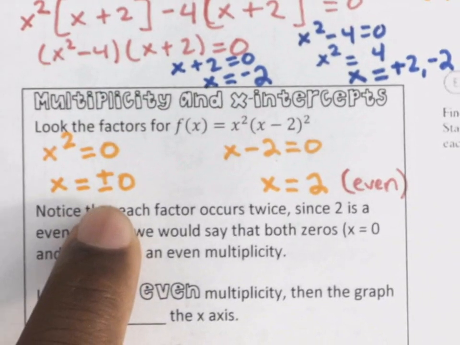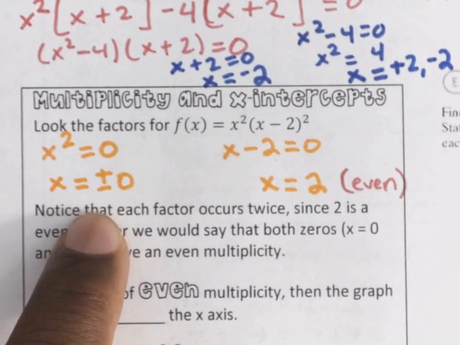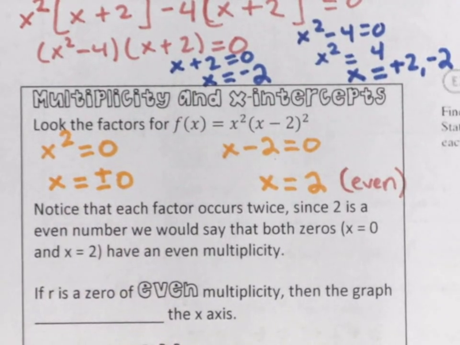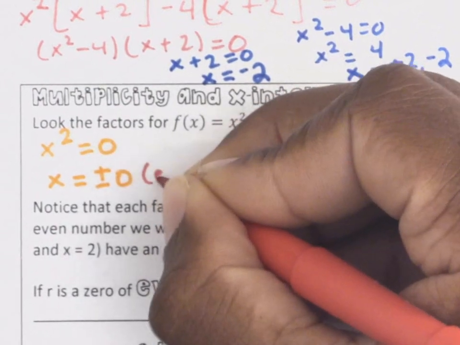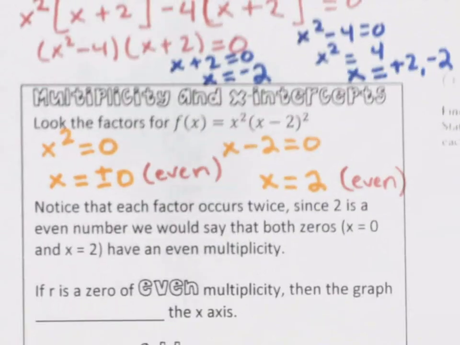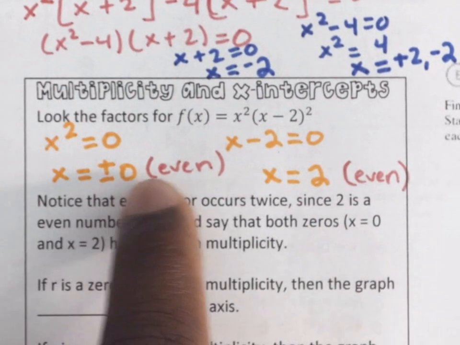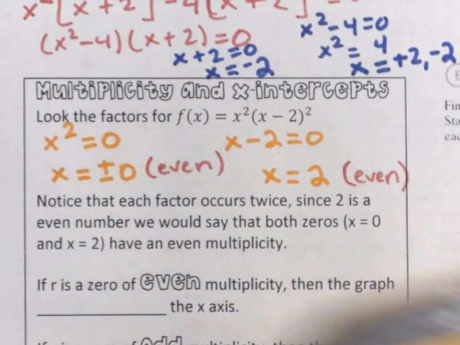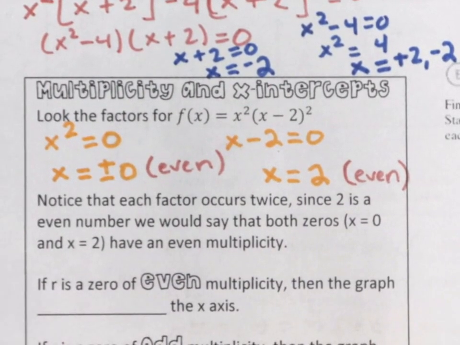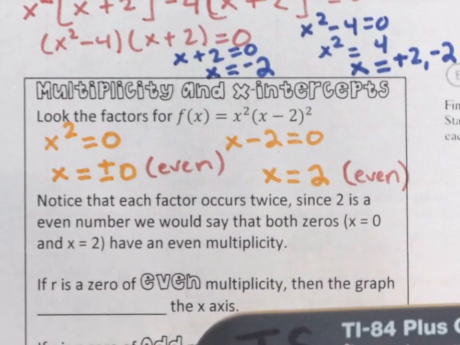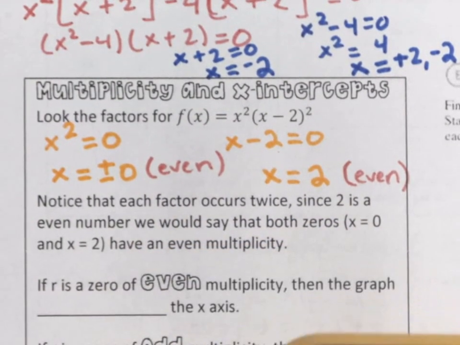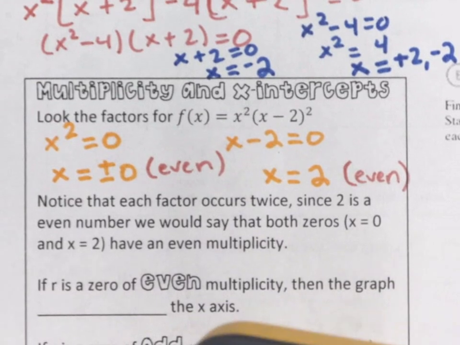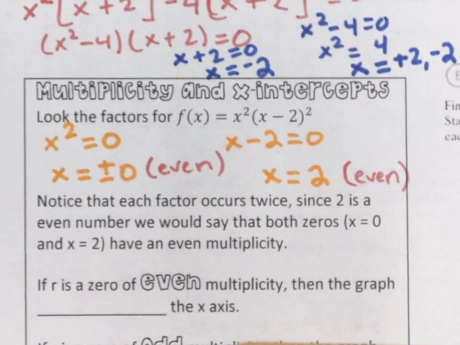How many times do we get 0 as an answer? Twice. I mean, negative 0, it doesn't matter. It's still 0. So this multiplicity is also even. So I can tell you at both of these, it's going to touch, but not cross the graph. Let me graph this one right quick and then we'll keep it moving. So I got x squared and then x minus 2 squared.